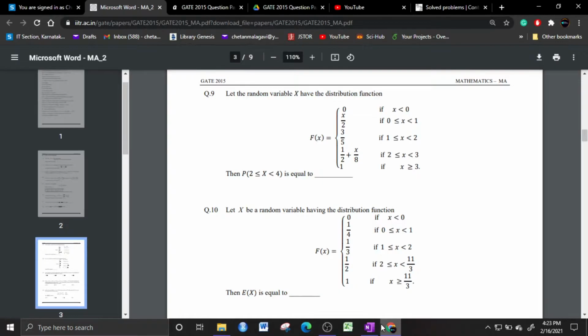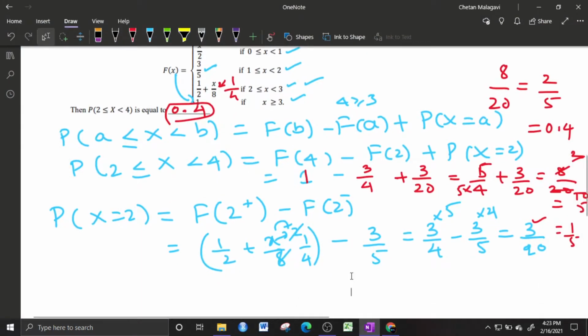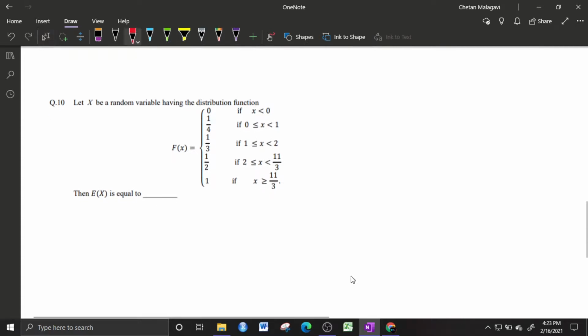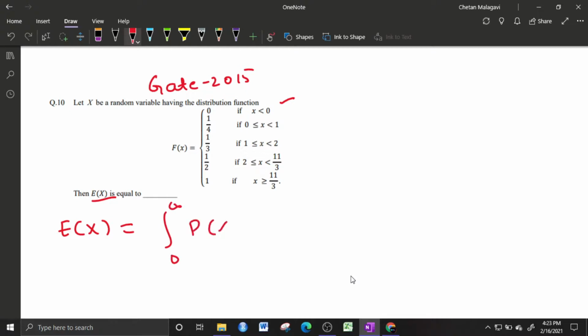This question also has been asked in GATE 2015. Again, they have given the distribution function, and they have asked us to find the value of expectation of x. We have the formula that expectation of x can also be obtained as integration from 0 to infinity of probability that x is greater than or equal to x dx.